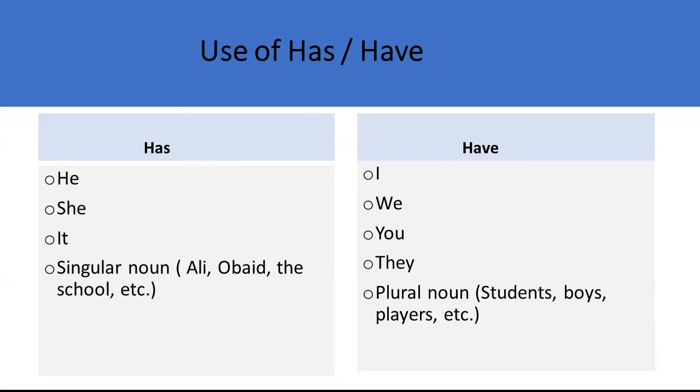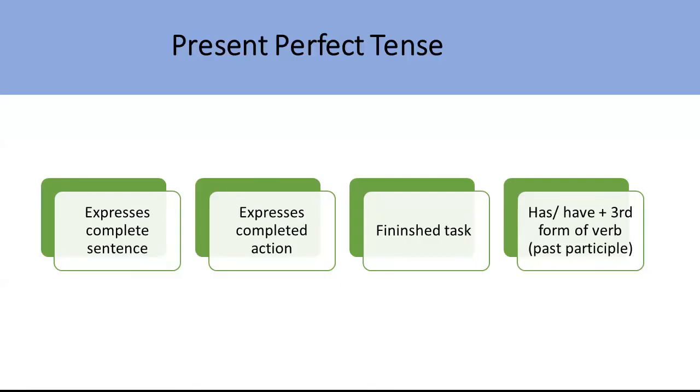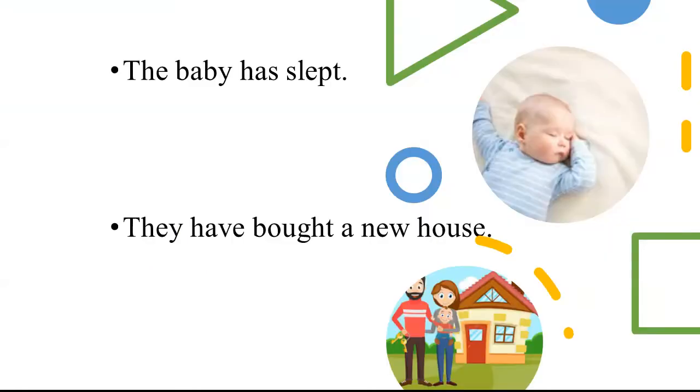Here we have another two examples. Look at the picture. It's of a baby. He's sleeping. He has slept. So we can say the baby has slept. The task is completed. He has slept.